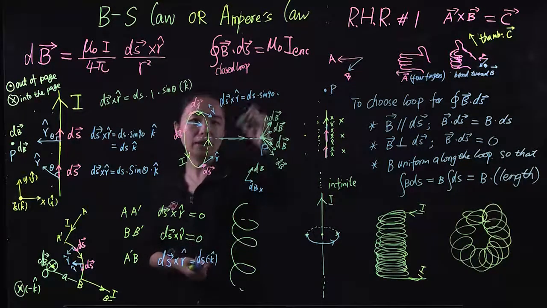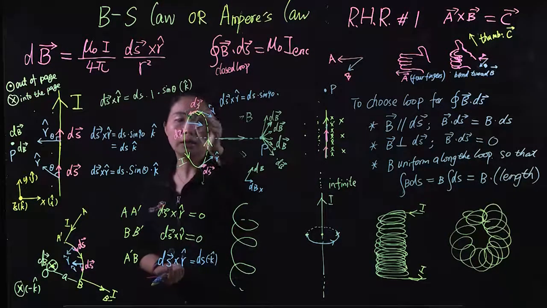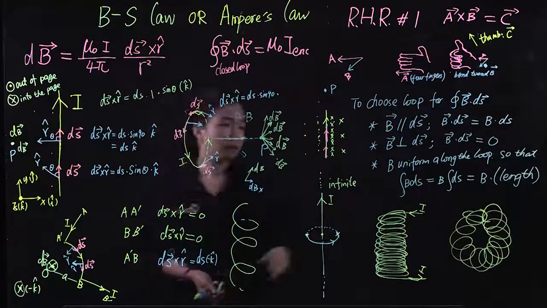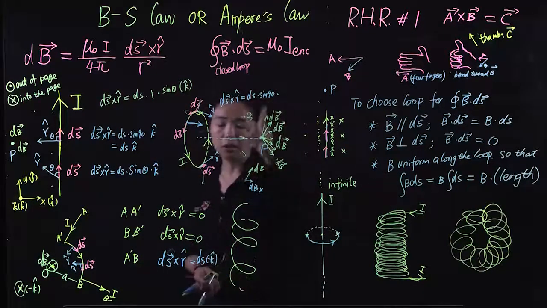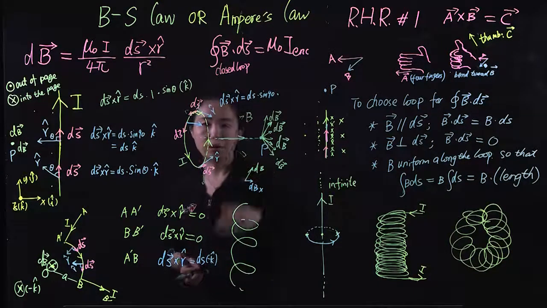And at the other locations, you are having B field this way, or bending like that, or like this, or like that, surrounding the loop. So it's really not easy to find a B field that is uniform along any loop, or to find a regular shape of loop so that the B field is parallel to that loop.